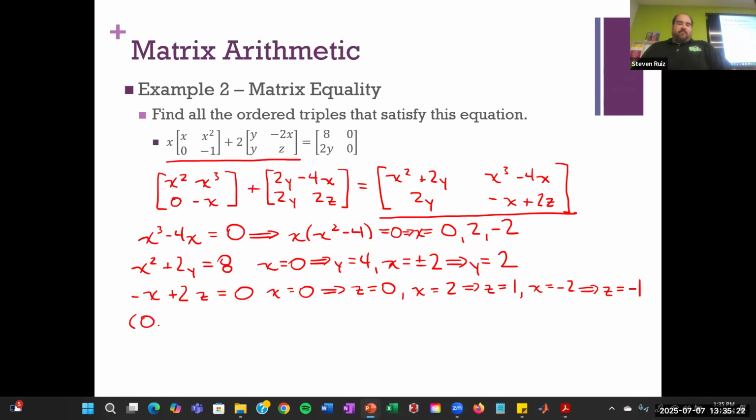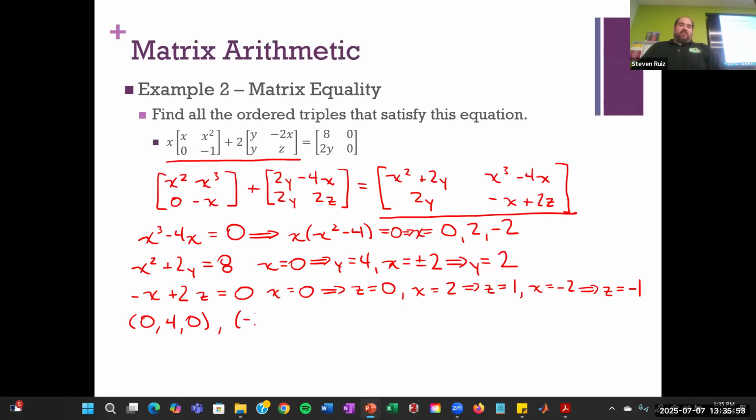So if x equals 0, then what can y be equal to? 4. And z is... Is that the only possibility if x is equal to 0? I think it is. Because if x is equal to 0, then we get a single value of y and a single value of z. So I think we can kind of look at this as x driving everything.